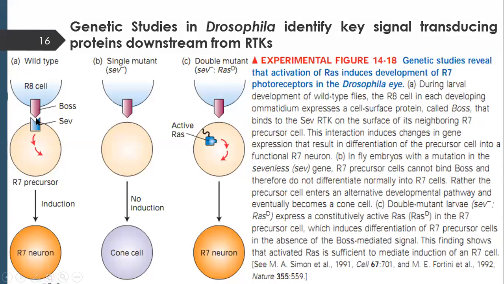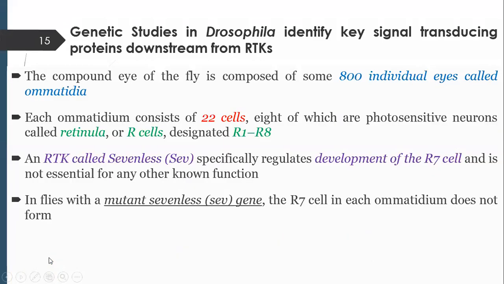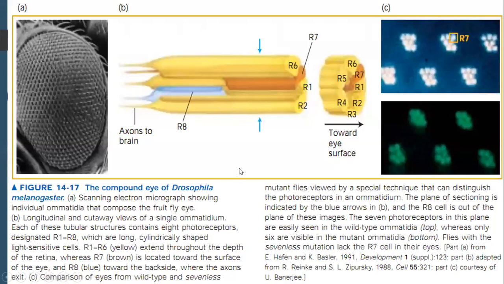So when the receptor and ligand bind, what will be happening? This will activate the pathway, the same as we talked about the RTK pathway, this will be activating the RAS protein, and this will ultimately convert into R7 neuron, and we will get a normal R7 neuron. And when this is normal, we can see 7 of the cells on the surface of the eye.